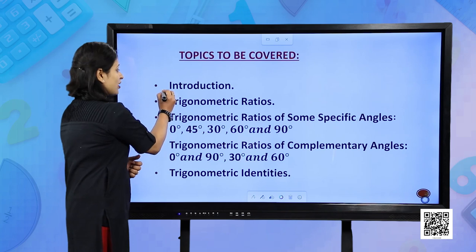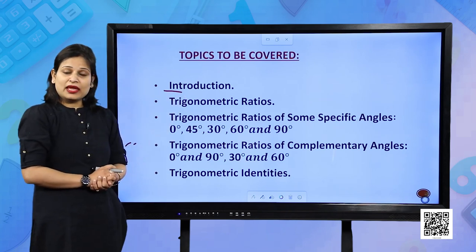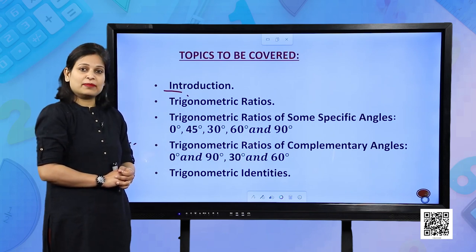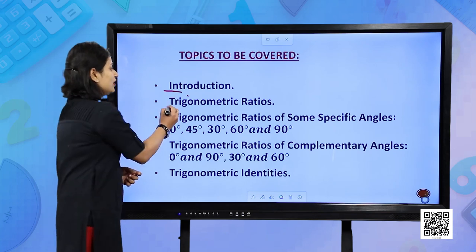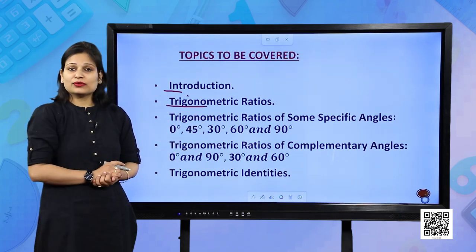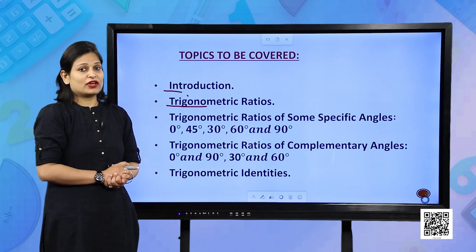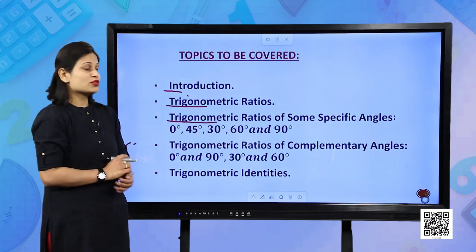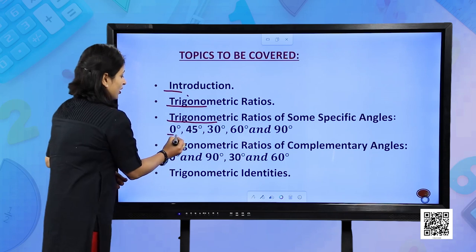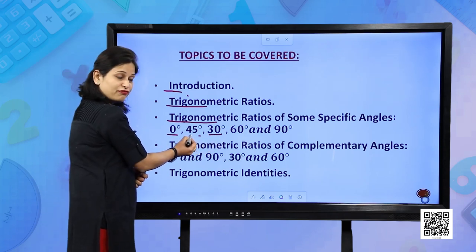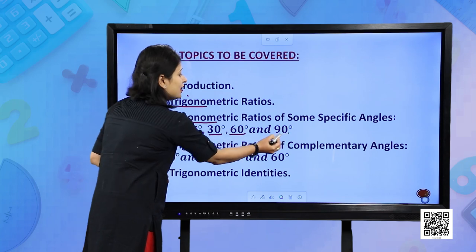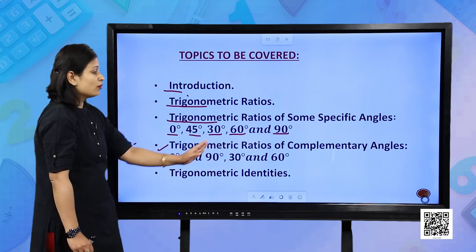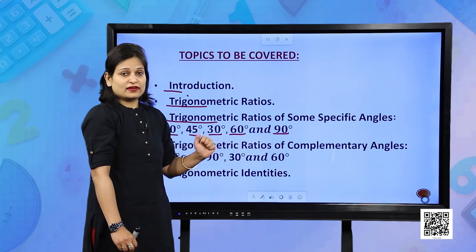First one, introduction. In this, I will make you able to understand the meaning of trigonometry and real life applications of trigonometry. In trigonometric ratios, we are going to discuss about 6 trigonometric ratios in detail. In the third one, trigonometric ratios of some specific angles, 0 degree, 30 degree, 45 degree, 60 degree, and 90 degree. In the fourth one, we are going to discuss about trigonometric ratios of complementary angles.